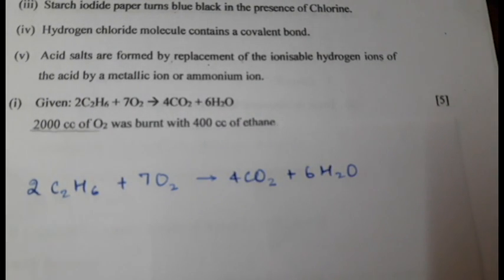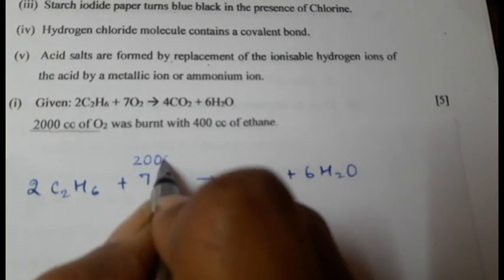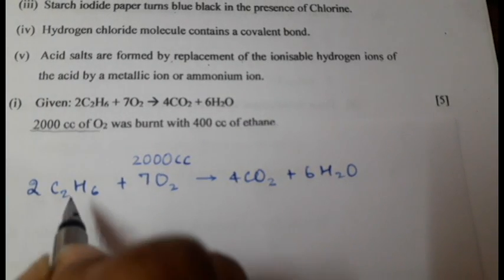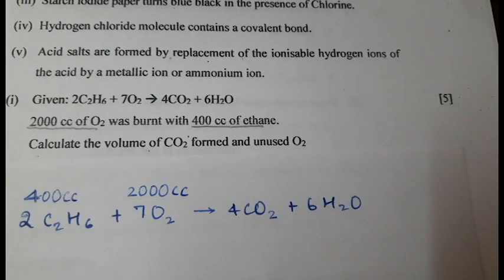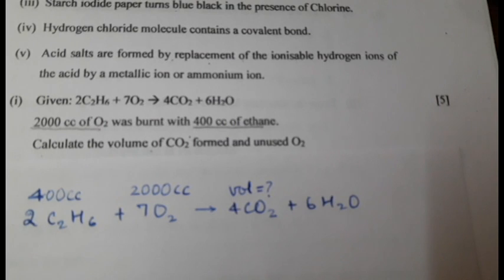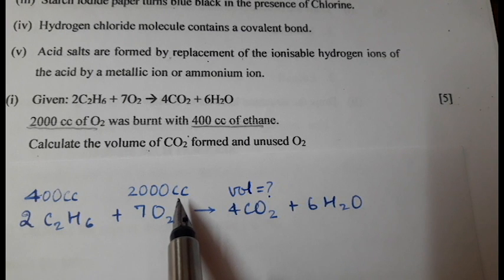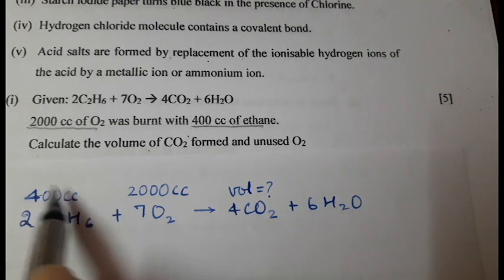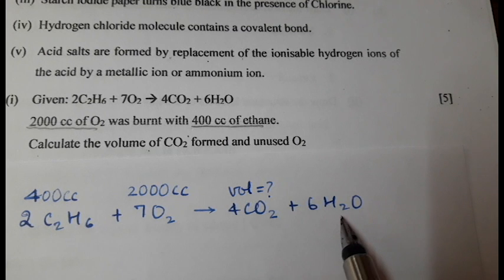Now out here we are given 2000 cc of oxygen. So on top of oxygen I shall write 2000 cc. Ethane is 400, so here I'll write 400 cc. They are asking us to find the volume of CO2, so I'll write volume equal to how much, and we also want to know the unused oxygen. Now unused oxygen means this oxygen is in excess, so I will directly come to 400 cc of ethane representing two volumes. Now this is a gas, this is a gas, this is a gas, and this is steam.